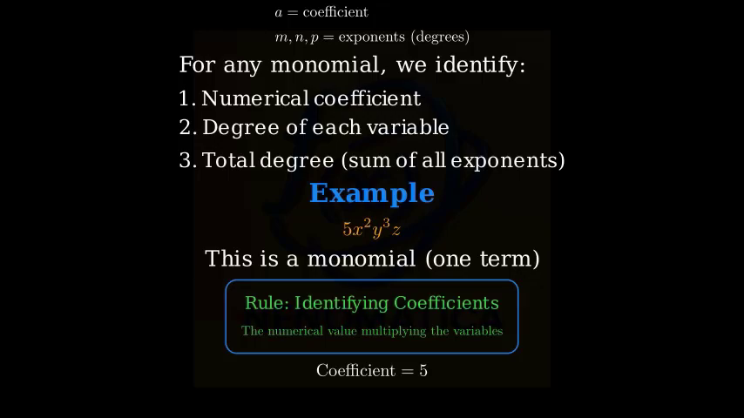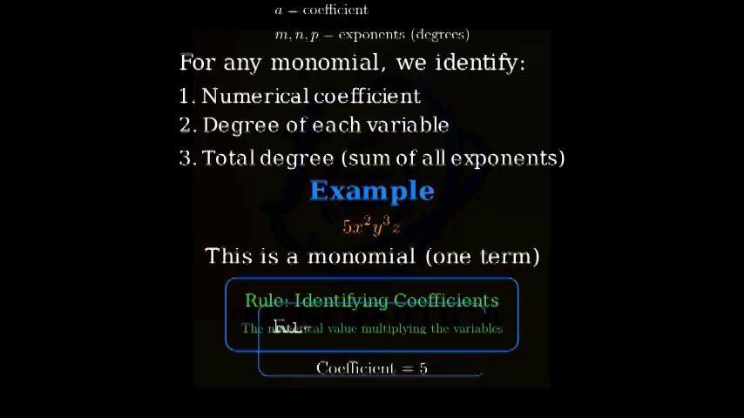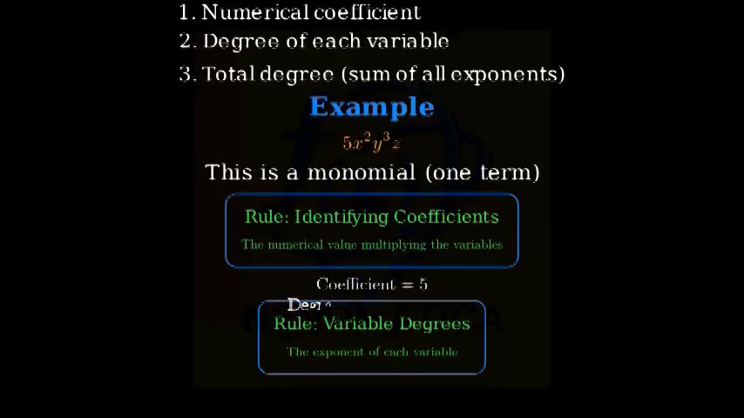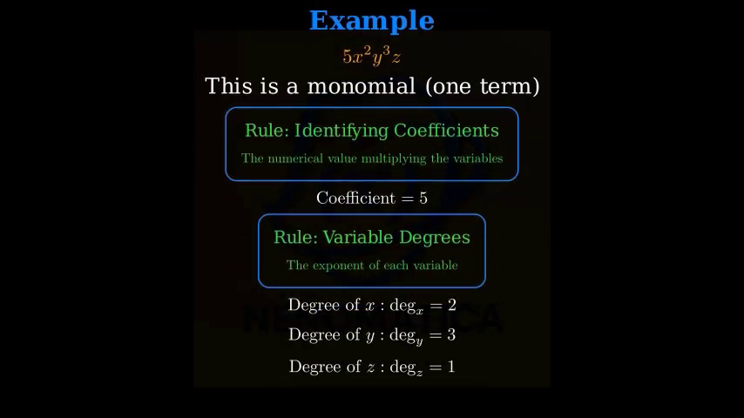Next, let's determine the degree of each variable. For x, the exponent is 2, so the degree of x is 2. For y, the exponent is 3, so the degree of y is 3. For z, the exponent is 1, which is usually not written, so the degree of z is 1. Any other variable not present would have a degree of 0.